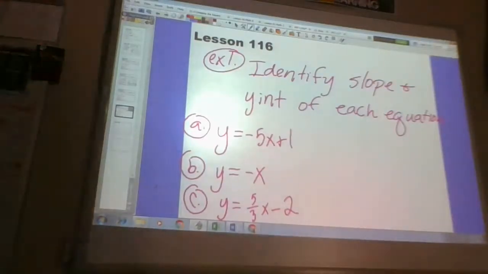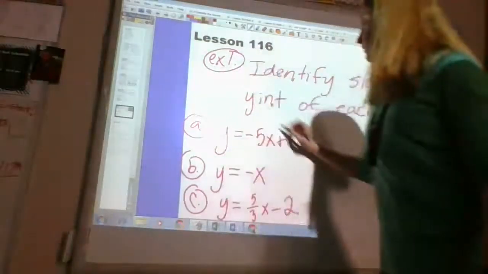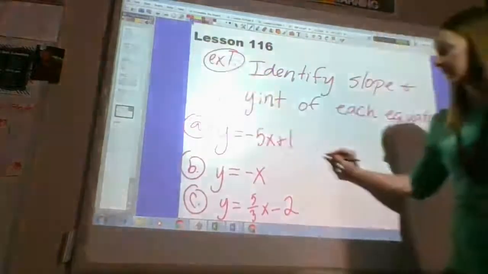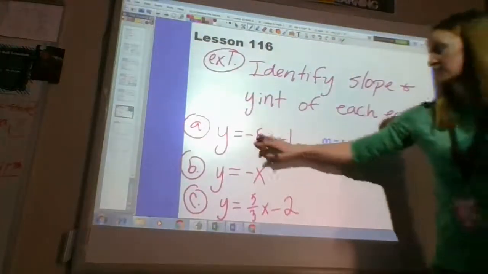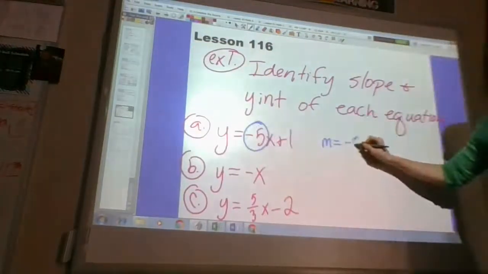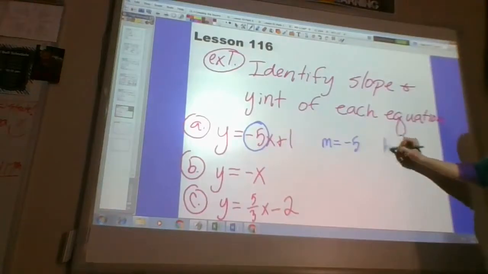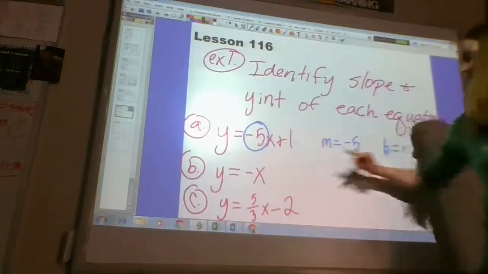Now, when we're identifying slope and y-intercept, once again, let's start getting used to letters. So slope in this case is -5. The y-intercept, the b value, the beginning point is 1.